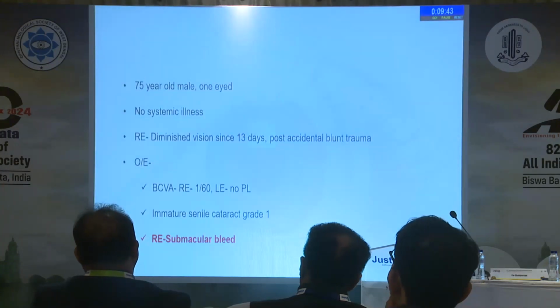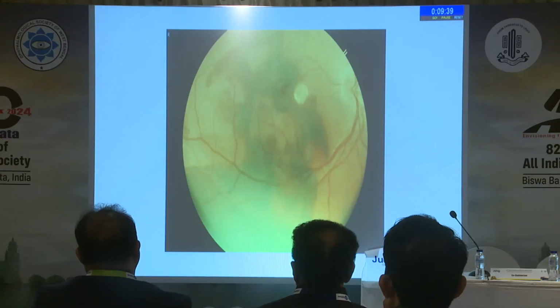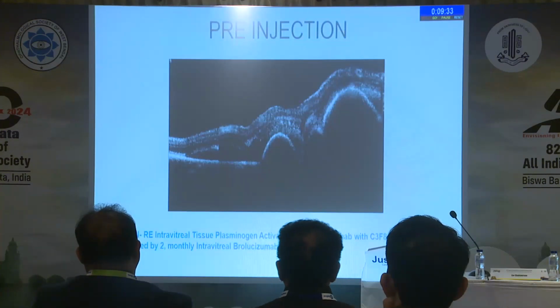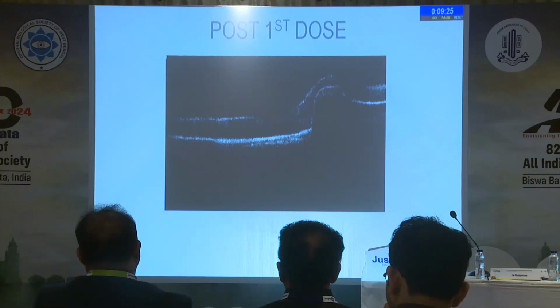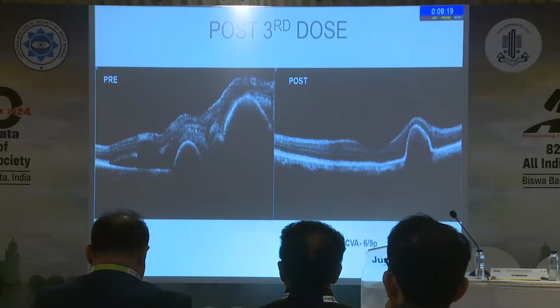Utilizing this method of treatment, I treated a 75-year-old male with a submacular bleed secondary to a PCV with blunt trauma. And this was the preoperative fundus picture. And the OCT showed something like this. The plan was intravitreal tPA with brolucizumab with a C3F8 gas tamponade, followed by 2 monthly intravitreal brolucizumab under TA. And post first dose, there was near total resolution of blood as well as edema.